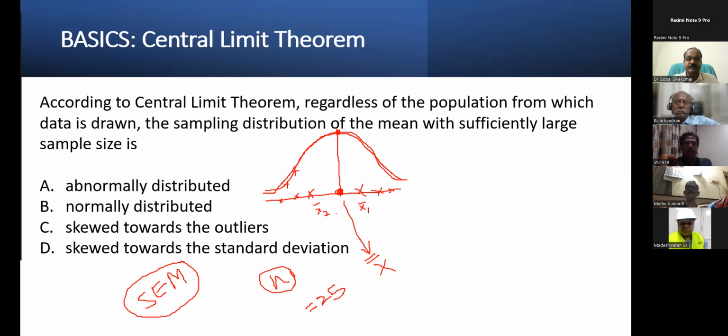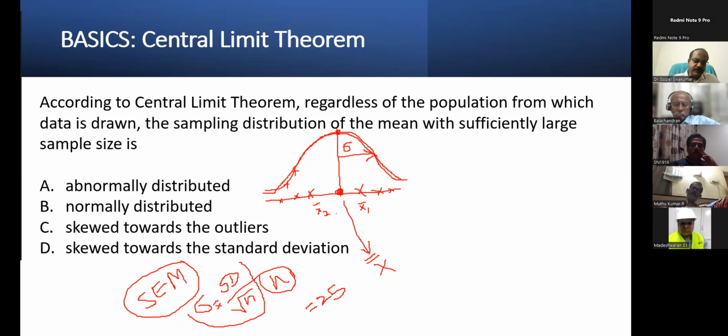It is the average of standard deviation. It is a difference between population mean and the measured mean. The standard deviation of the bell curve you are seeing in my slide is called the standard error of mean. That should be written like this: sigma x bar. Standard error of mean is nothing but the standard deviation divided by square root of n.